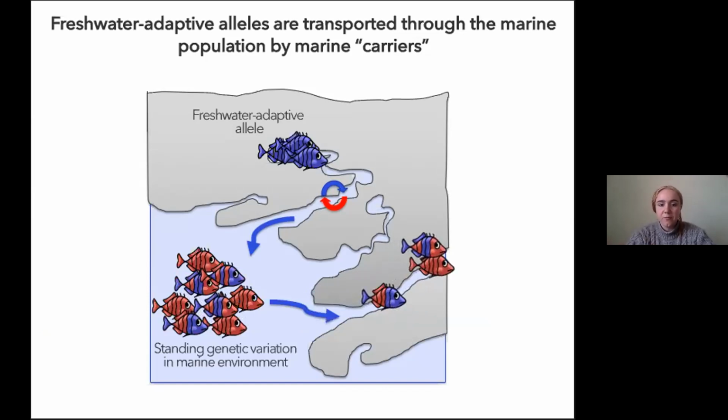And this is really striking because the most prevalent variant in the marine population is still the marine one. So clearly there seems to be some deleterious effect, at least for some of these freshwater adaptive alleles, and still they are present in the marine population and can be reused for adaptation to a freshwater environment.